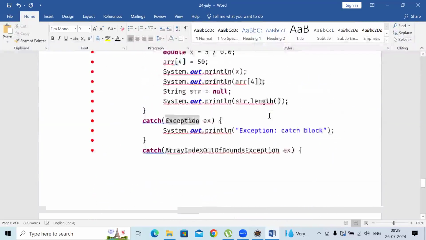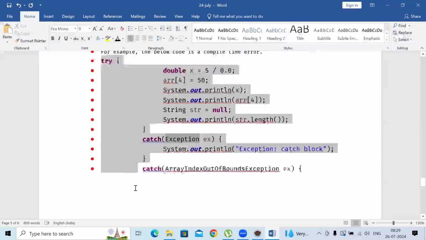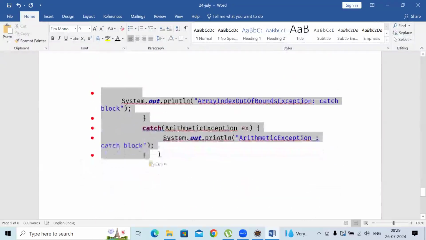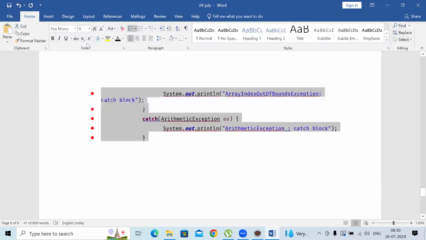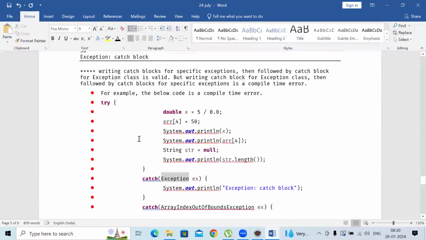Leave it. The below code is a compile time error. I just want to decrease the font size. This is a compile time error. So here we have a try block. The code you can understand, but I just want to format the code so that you people can see it.